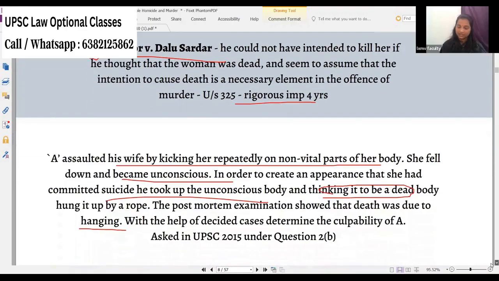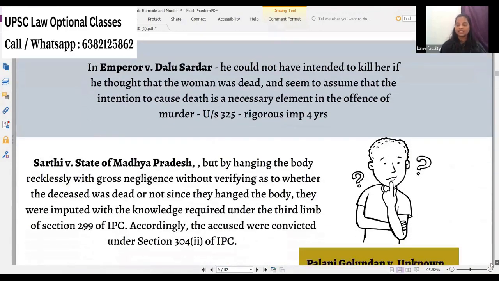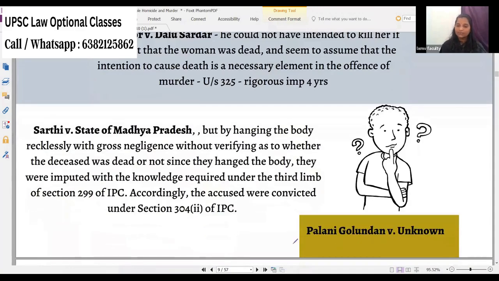Now let me give you another case law. You see how things change. Okay. We have another case, Palani Goundan versus Emperor. Here also the same thing happened, and the verdict followed from the Emperor case and said that it is only grievous hurt. It is not culpable homicide because there is no intention to kill. Nobody will intend to kill a dead body.